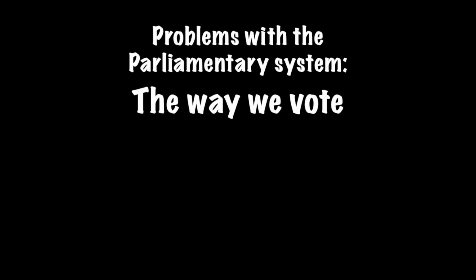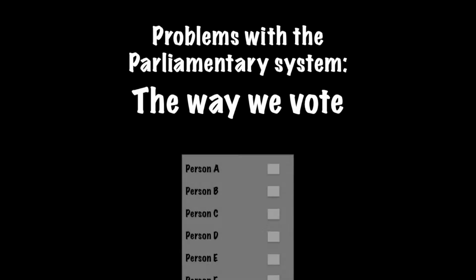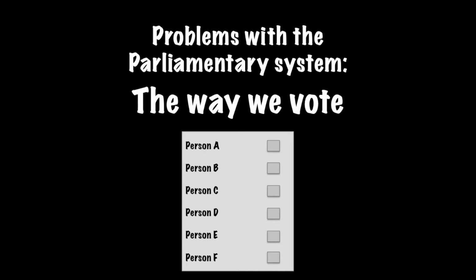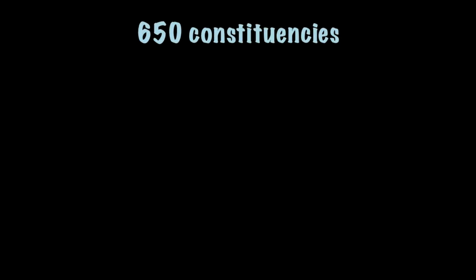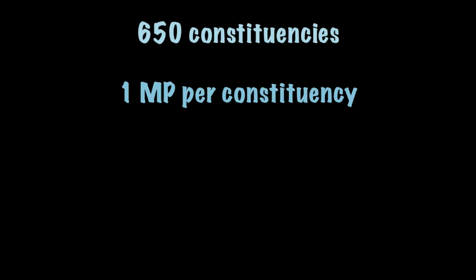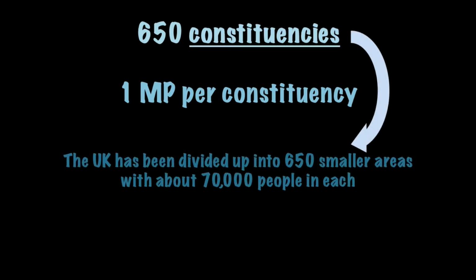So this video is specifically about our voting system called First Past the Post. In the UK, there are 650 constituencies and 1 MP per constituency. The UK has been divided up into 650 smaller areas with about 70,000 people in each, and it's these smaller areas that are called constituencies.